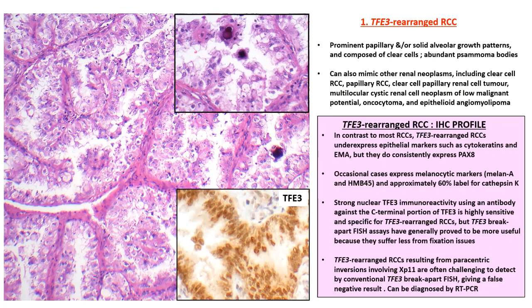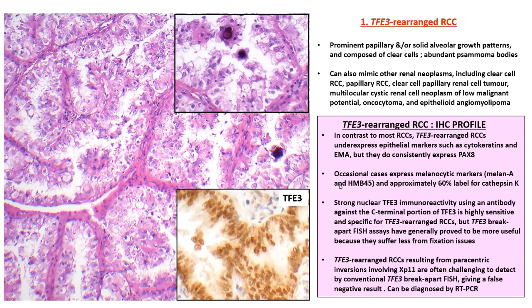Immunohistochemistry-wise, one important thing to keep in mind is that these translocation RCCs usually lack expression of cytokeratins and other epithelial markers like EMA. So they are usually consistently negative for expression of CKs and EMA, but they consistently express PAX8. Quite a few times you can get expression of melanocytic markers like Melan A and HMB45 in this family of tumors.